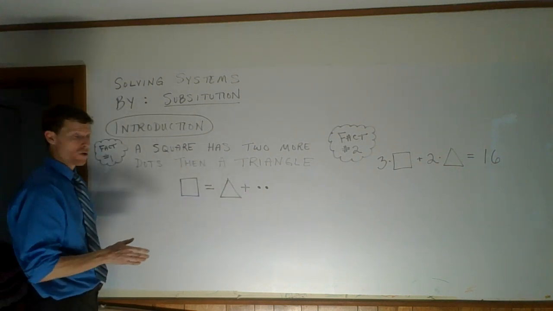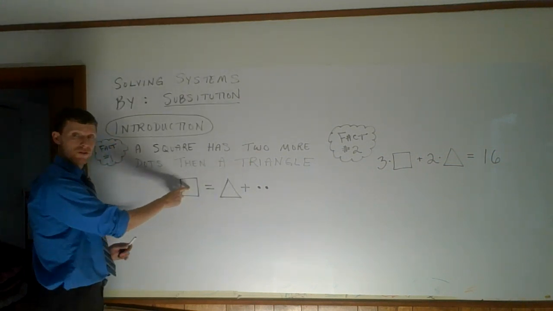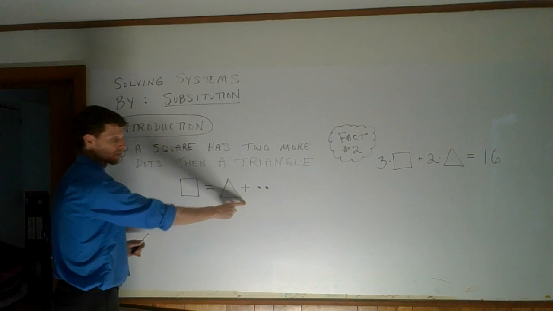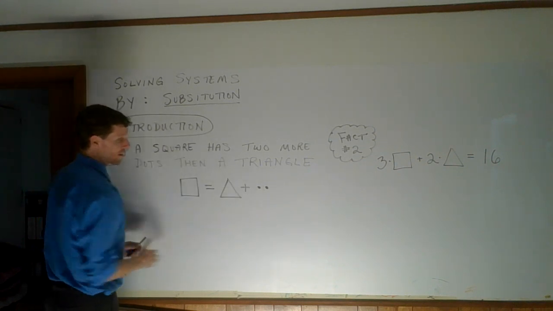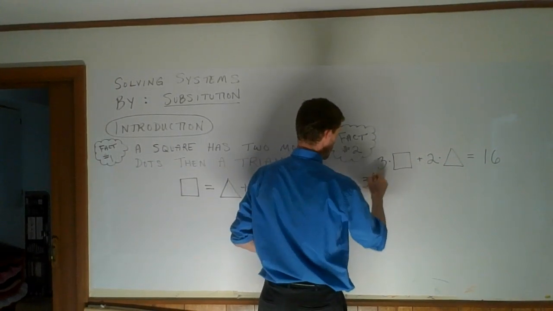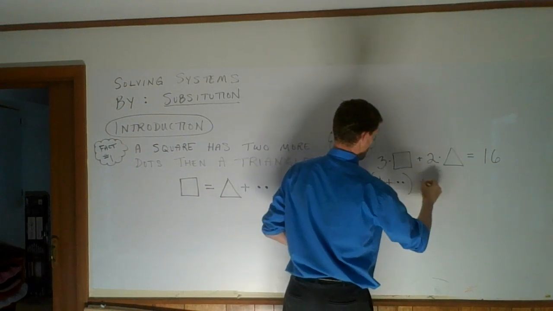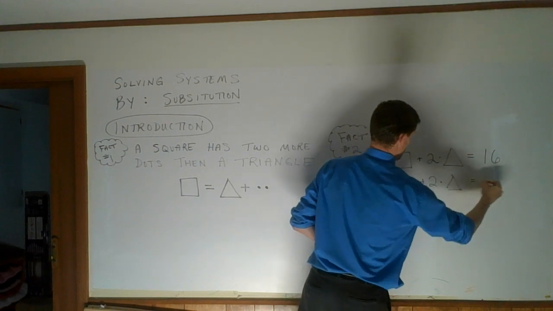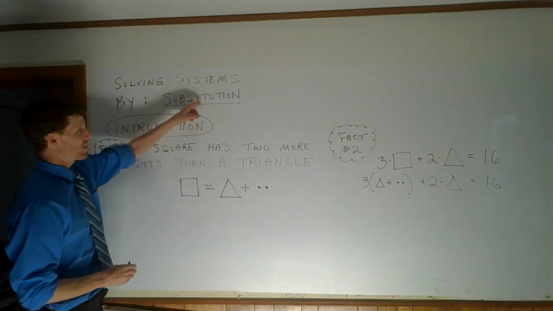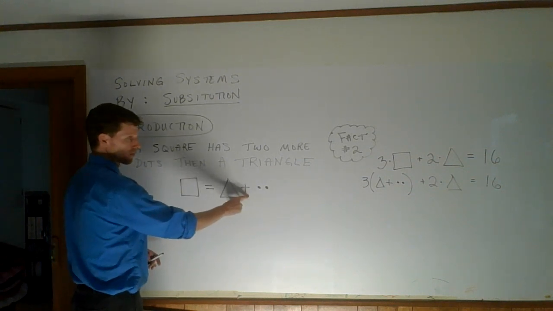And because of that, wherever we see a square in another equation, we can remove the square and in its place substitute something that's equal to it. So we can take the triangle plus 2 dots and put it in place of this square over here. We can do that. What we've done is we are substituting. We're replacing something with what we know that it's equal to.